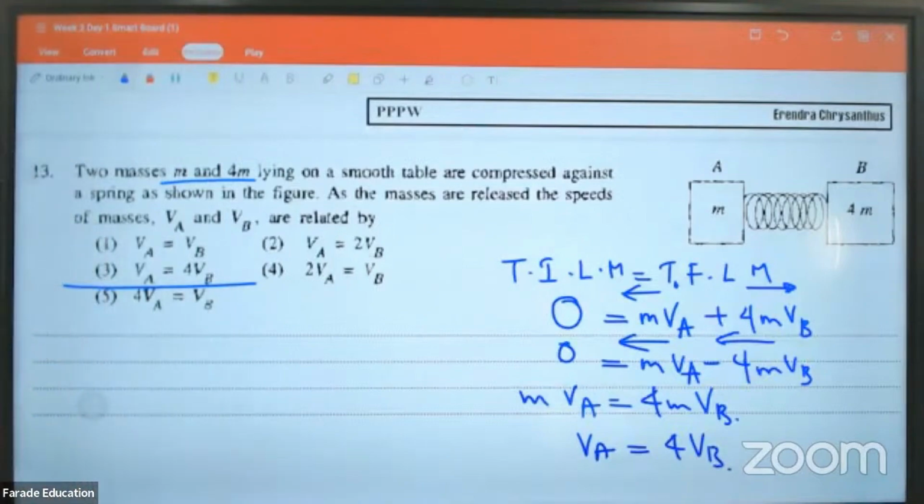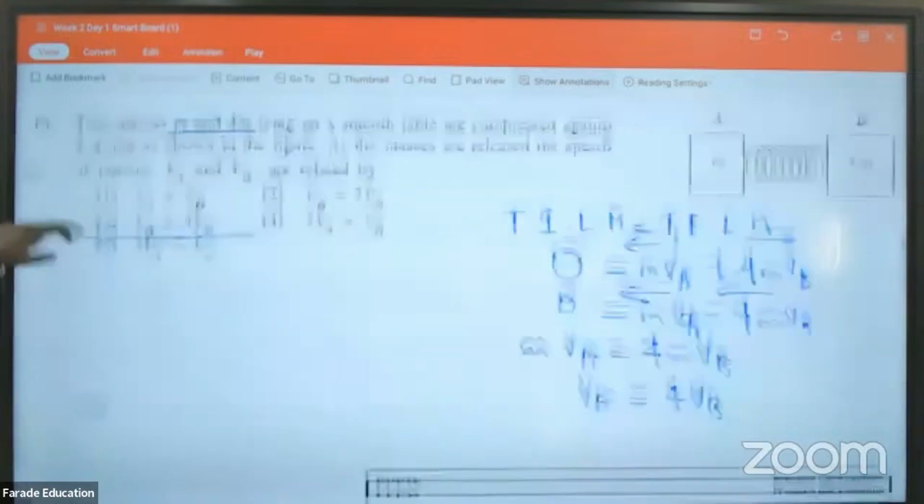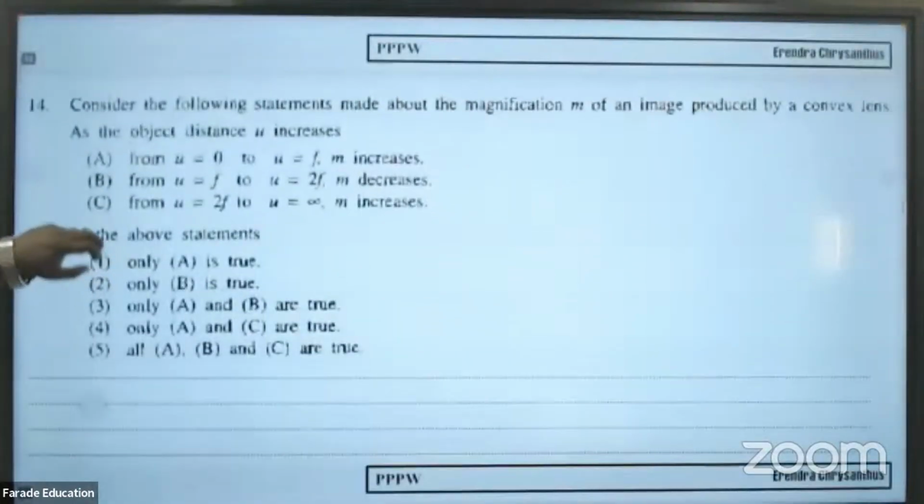Once you need it, quickly write it down. By now, I'm sure you've done it. Moving on.